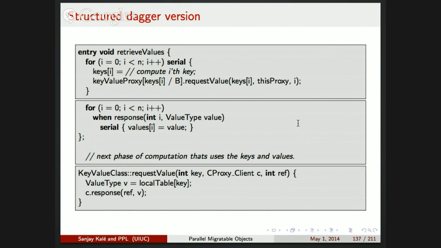In this case, you know your keys. The value for the key is stored somewhere, so you send the message there, and then you just wait for those values to come back. You don't care where they're coming from. You just know that you sent out, for example, n requests, so you're expecting n responses. As you get them, you'll store them in your own local data.